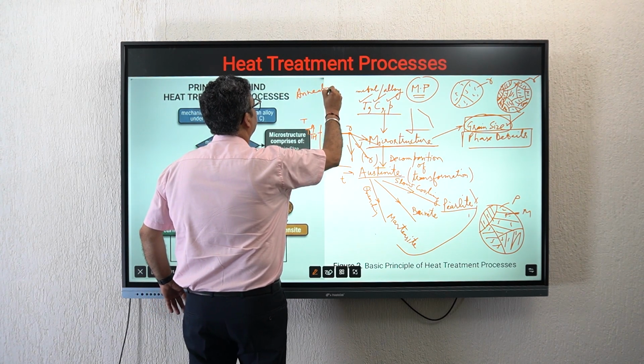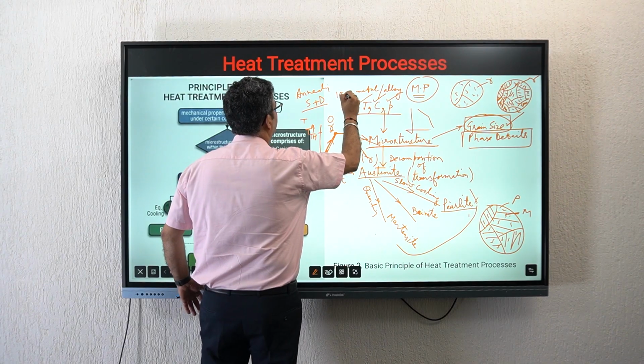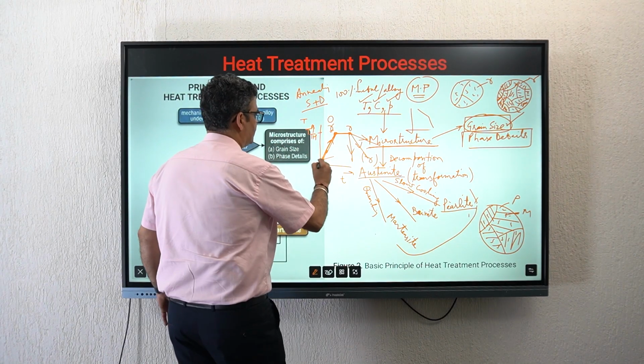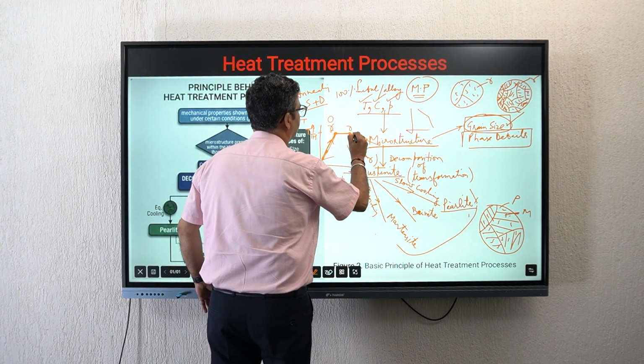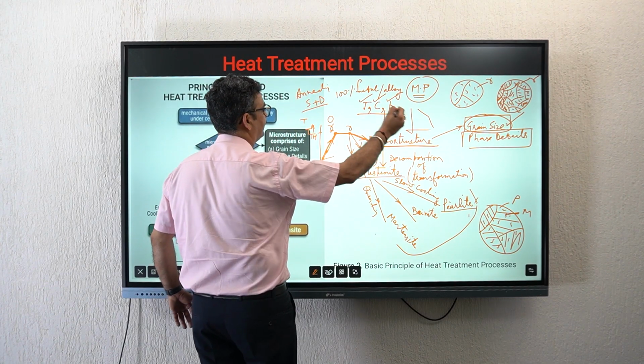Like I named a process called annealing. In annealing, you have to make a steel very soft and ductile. That would come through a 100% pearlitic structure. So you heat, hold, and cool very slowly. It is during equilibrium cooling that austenite transforms to pearlite.